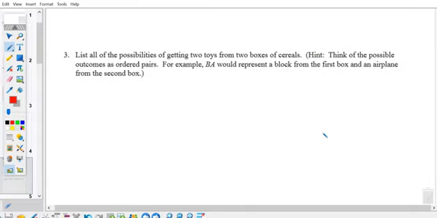List all the possibilities of getting the 2 toys. Okay, so we had B for block. R is for ring. Oh, I forgot. W is for watch. And we'll do A for airplane.